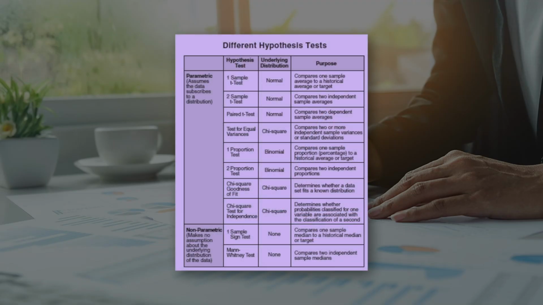So different hypothesis tests we have already talked about. We have talked about one sample t-test, two sample t-test, then paired t-test, then test for equal variance, proportion test, chi-square goodness of fit, and chi-square test for independence. All those come under the ambit of parametric and assume that data subscribe to a distribution, and as far as non-parametric is concerned, it makes no assumption about the underlying distribution of the data, and simple sign test or Mann-Whitney test is there.